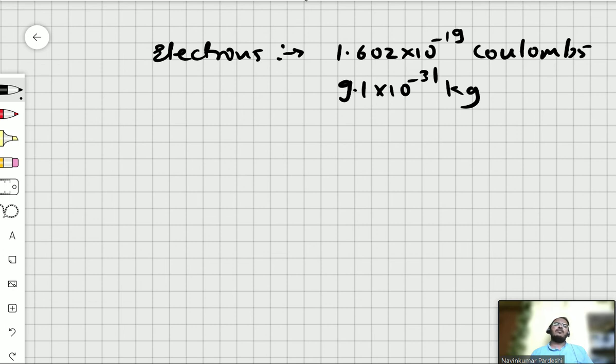But can we consider it in daily life? No, because in daily life the charges we encounter are very great in number. We just use microcoulombs and millicoulombs. Okay, that we use in our daily life. So let us see the property called quantization of charge. Let us set the charge into quantity.